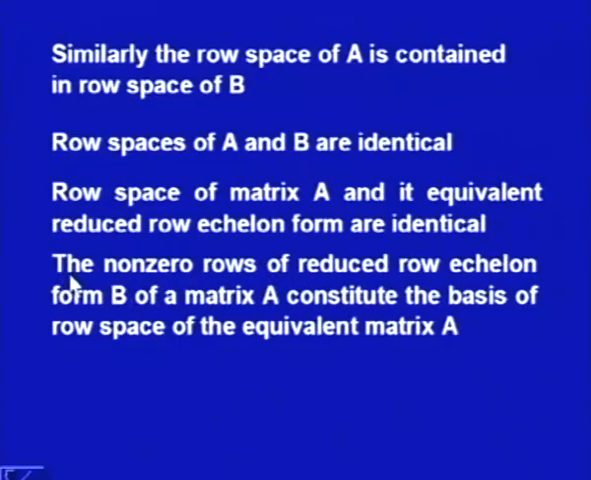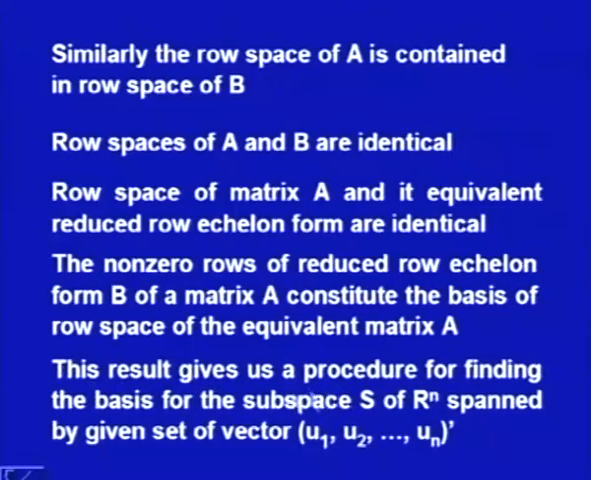Now, it says that the non-zero rows of reduced row echelon form B of a matrix A constitute the basis of a row space of the equivalent matrix A. In the echelon form, we will see how many rows are non-zero, and those non-zero rows will constitute a basis, and that will give us the rank of the matrix.